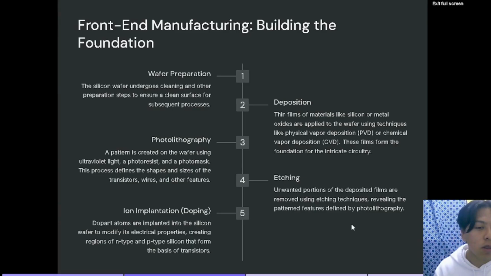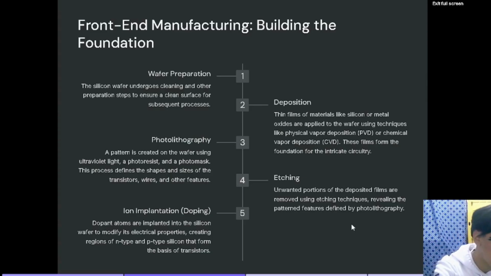And subtopic number three is photolithography. The pattern is created on the wafer using ultraviolet light, photoresist, and a photomask. The process defines the shapes and sizes of the transistors, wires, and other features.